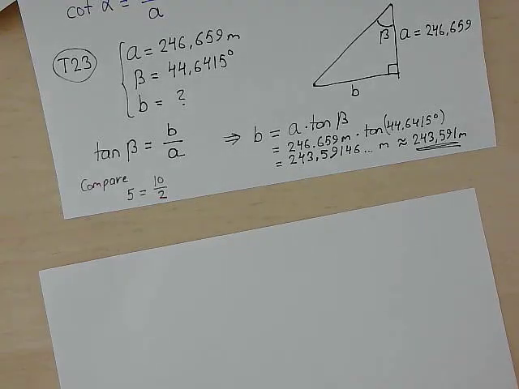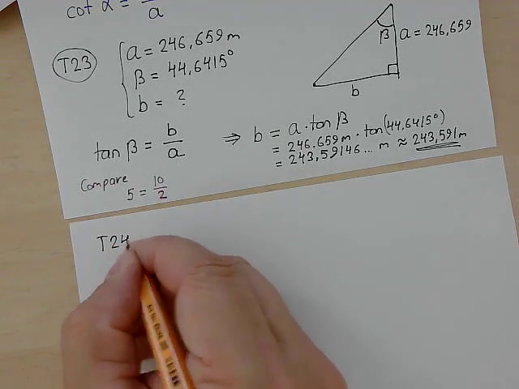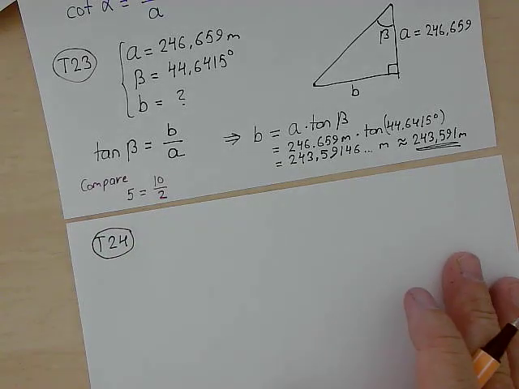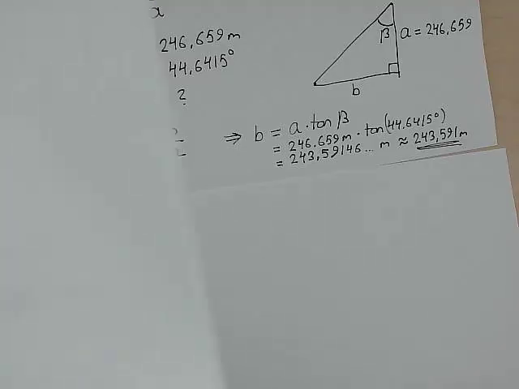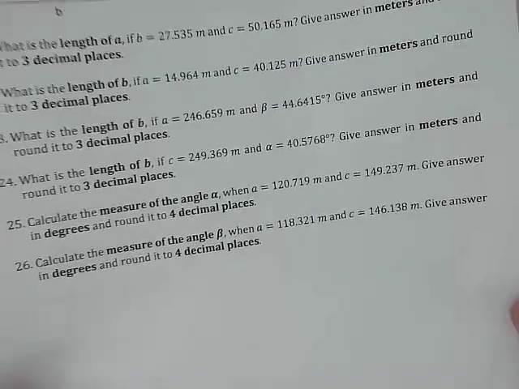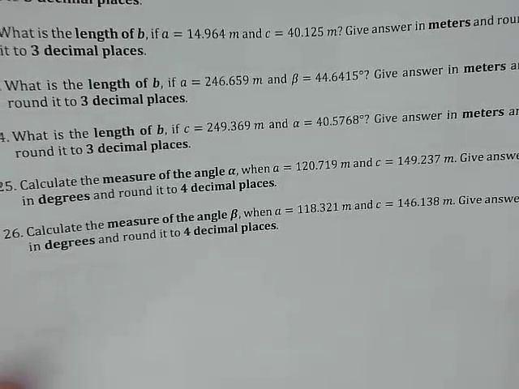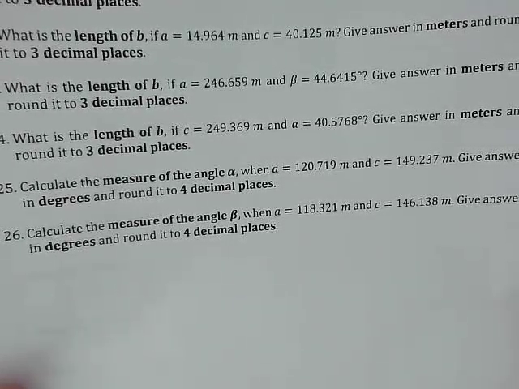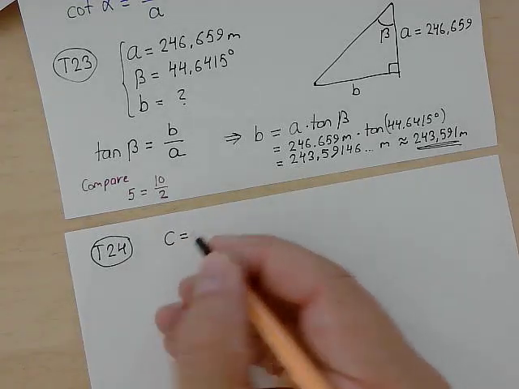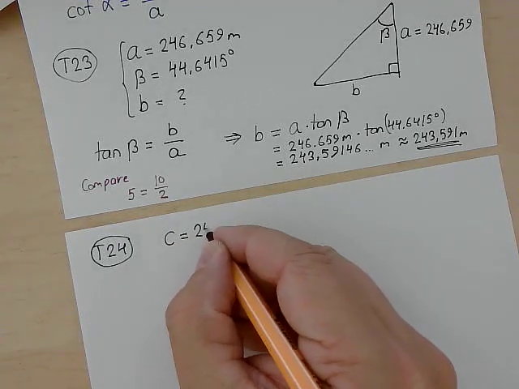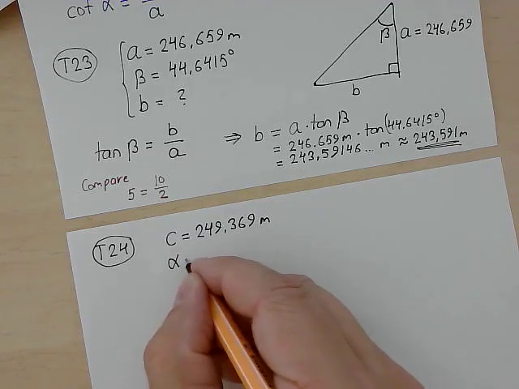And then problem 24. Here we know C and alpha, and we want to calculate the length of B.